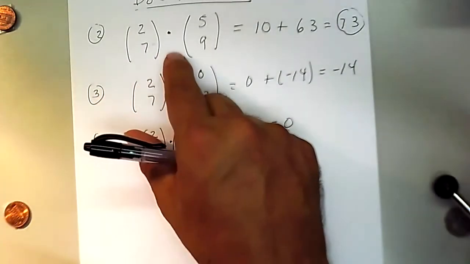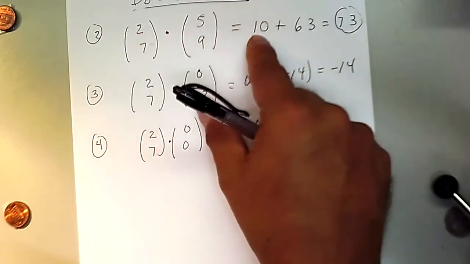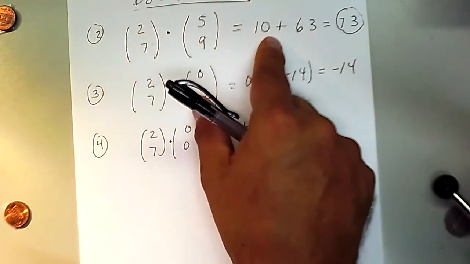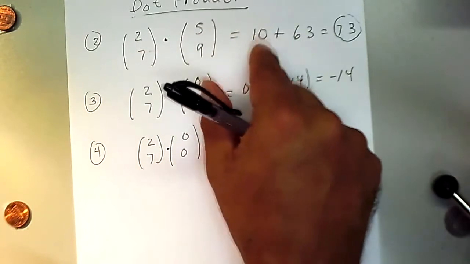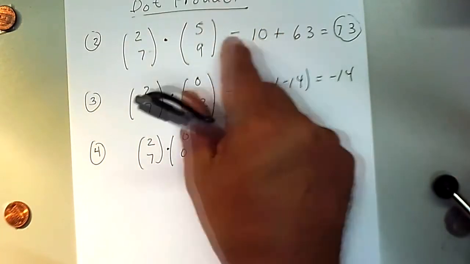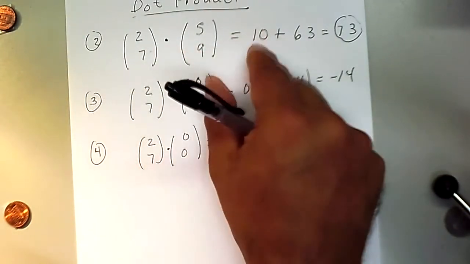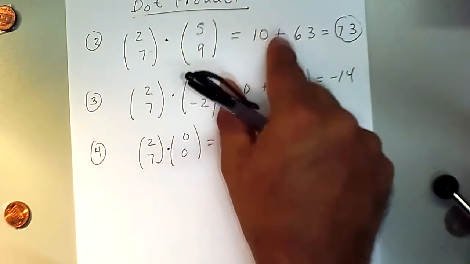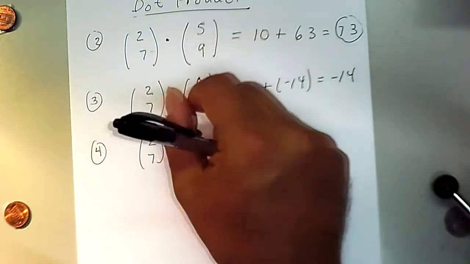Oftentimes when we multiply things like numbers, you end up with another number, like 2 times 5, you end up with 10, and the three of them are numbers. And sometimes when you multiply things, you don't end up with the same kind of object. So here we're multiplying two vectors with the dot product, and we do not end up with a vector, we end up with a number. So that is very, very important.